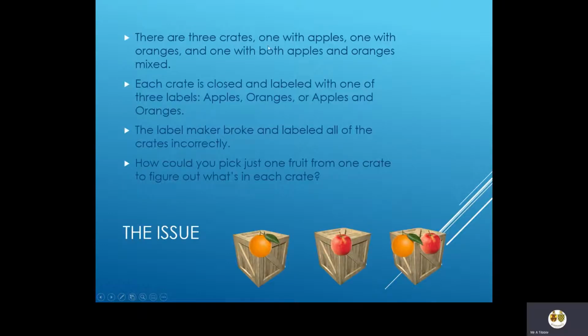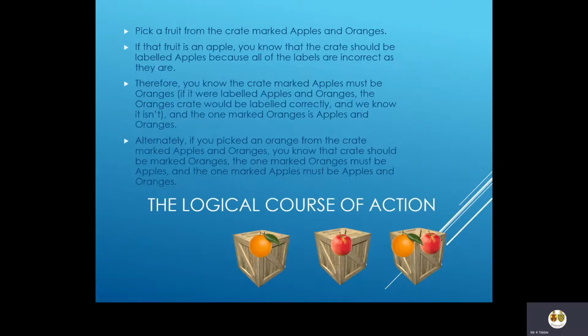So the scenario is that there are 3 crates. One has apples in it, one has oranges, and the other one has a mixture of the 2. However, the labeling machine is broken, and has labeled each crate incorrectly. So our job is to figure out what's in each crate, but you can only pick one fruit out of one crate. And from that, you should be able to figure out all 3. So if you want to pause it now, you can do, see if you can figure it out yourself. But otherwise, I'm going to go over it.